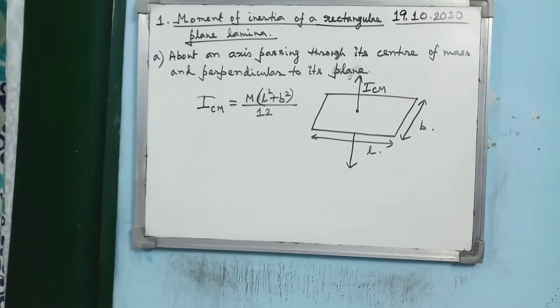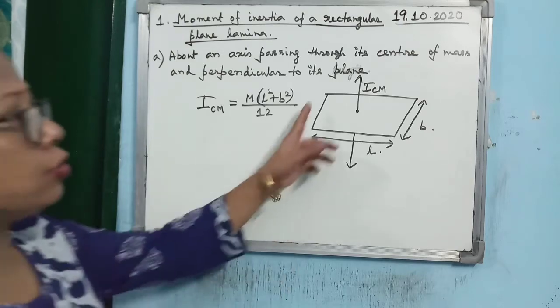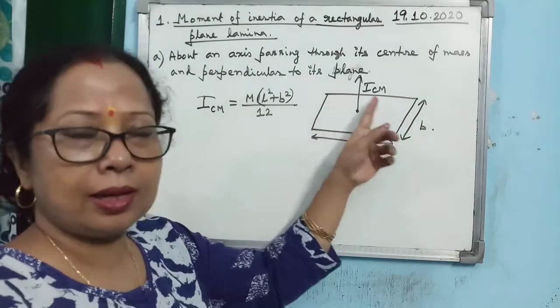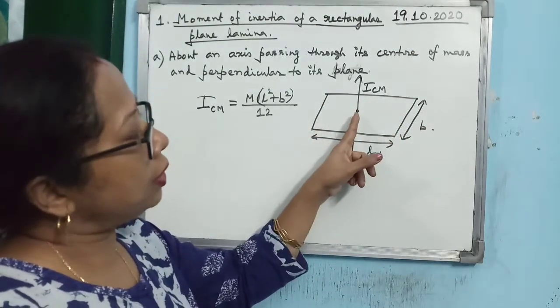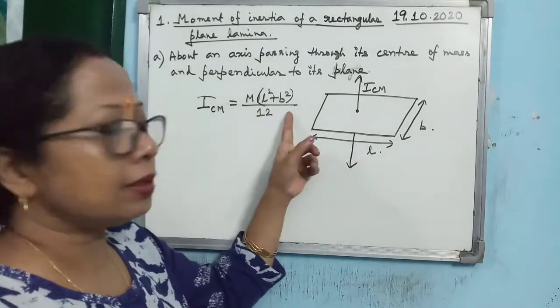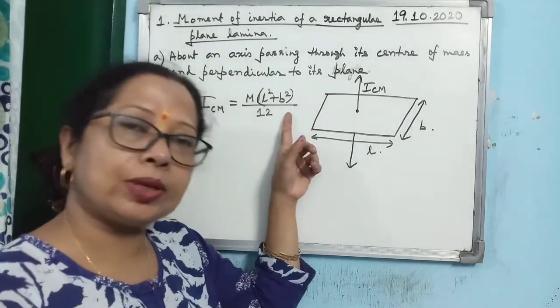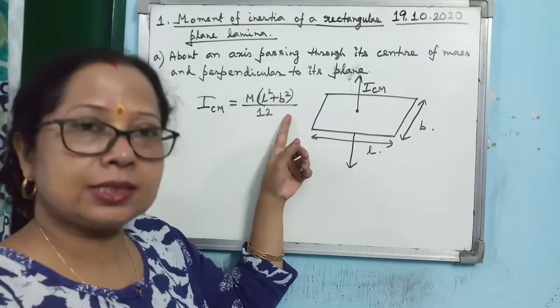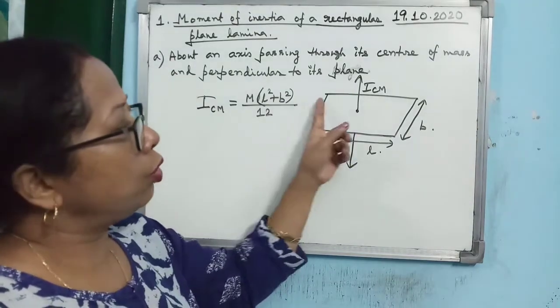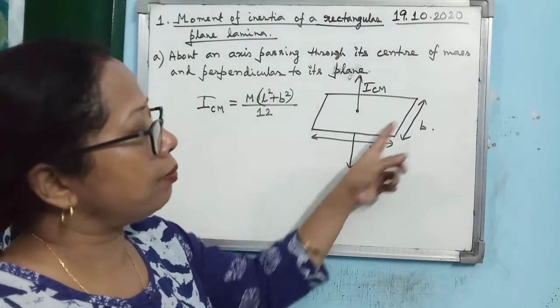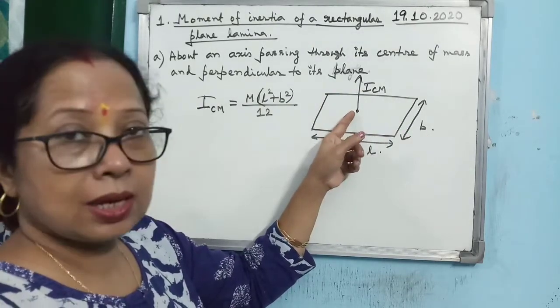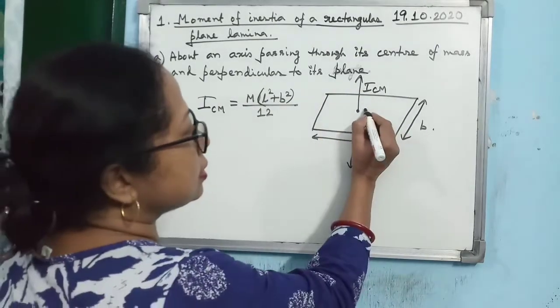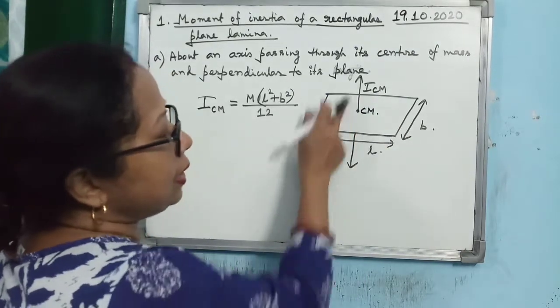Now next topic is moment of inertia of a rectangular plane lamina. So you have taken a rectangular plane lamina. This is also a derivation by the method of calculus, we can derive it. It was there earlier in your portion, this year it is removed. So moment of inertia of this lamina about an axis passing through the center of mass, perpendicular to the lamina.